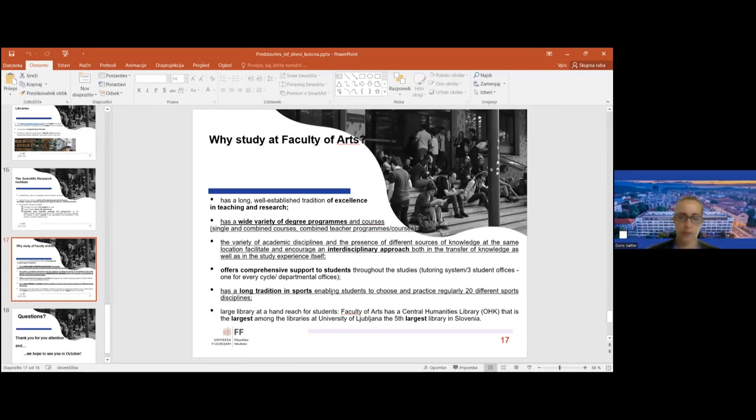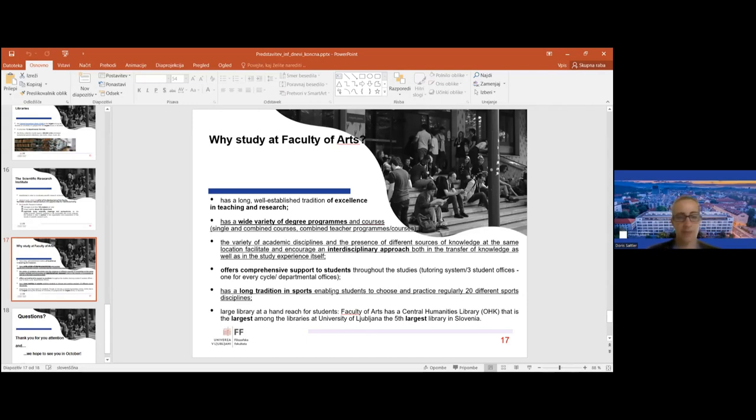We have three student offices, one for every cycle, undergraduate, master, and doctoral, and they give you a lot of support if you are involved in some procedures at the faculty, and you are also offered some kind of special support by departmental offices.